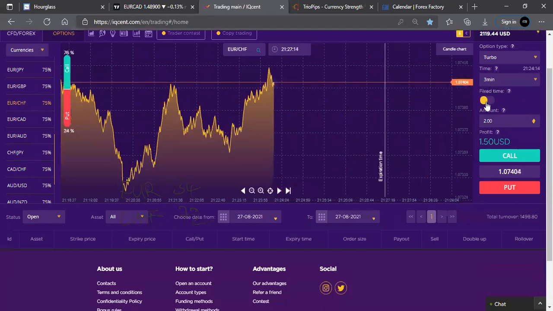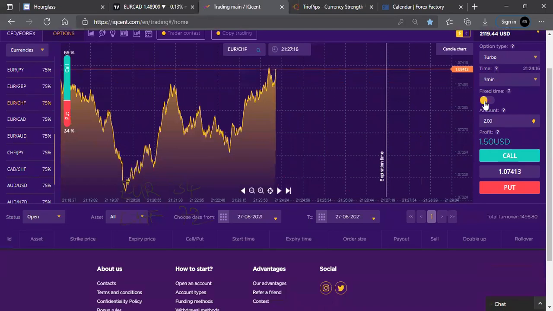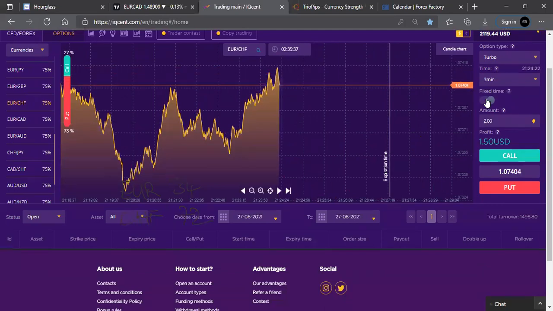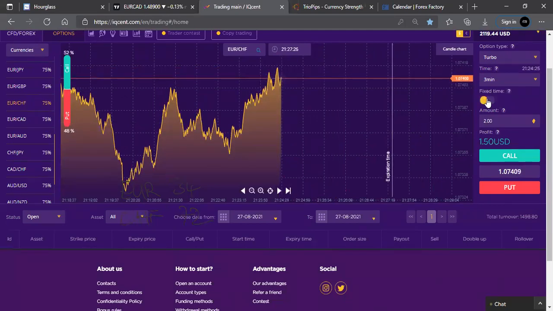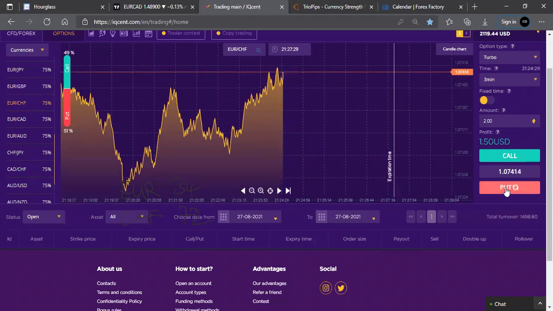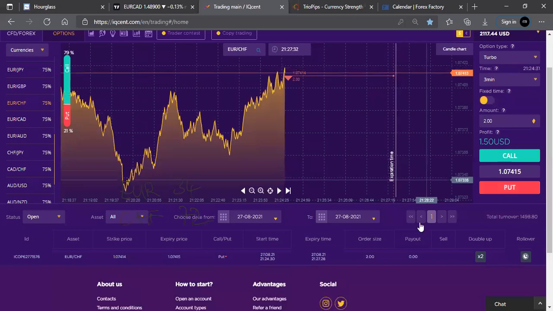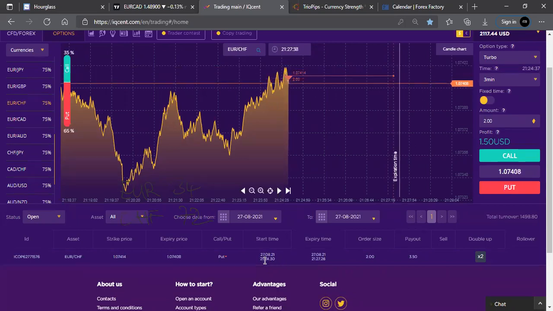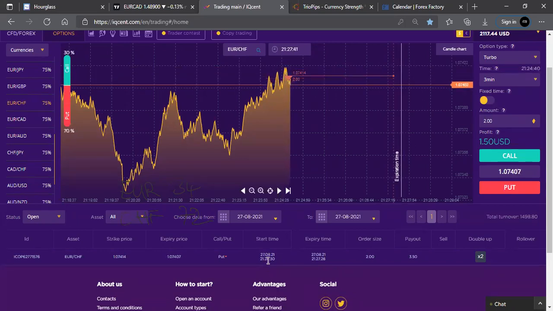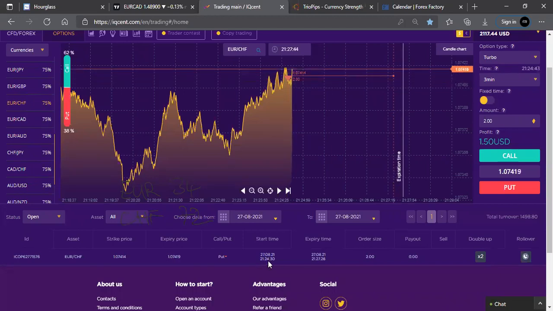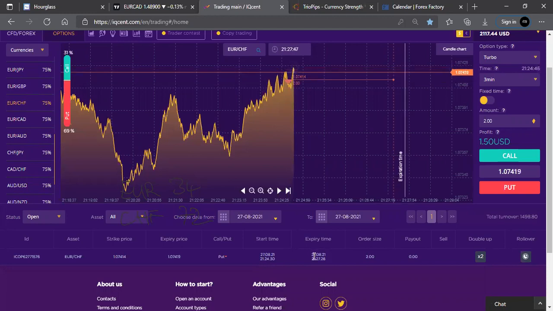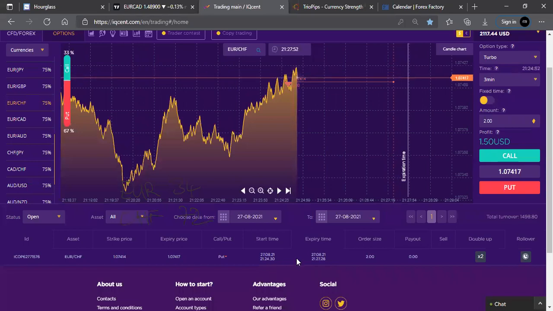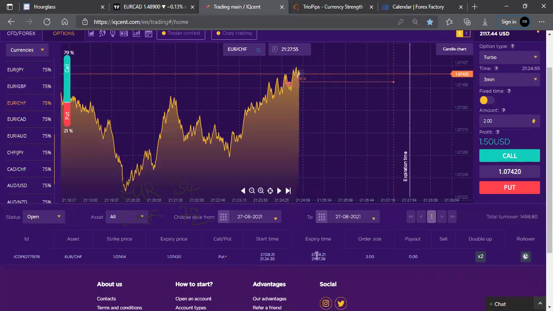So once the fixed time is on, what are you going to notice? If I enter a trade now, look at the time. Let me actually do something. If I enter a trade now for a put, look at this. The start time of this trade was 21:24. And exactly 3 minutes later, you're going to see 21:27, right? So it's giving you the full 3 minutes to be in this trade.